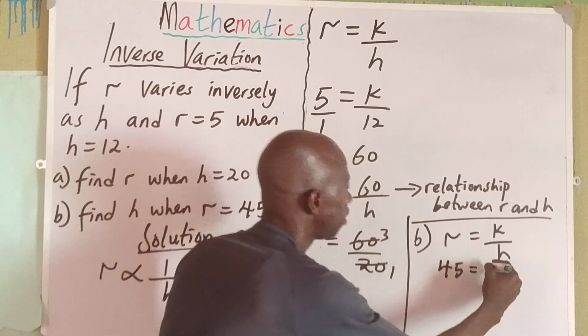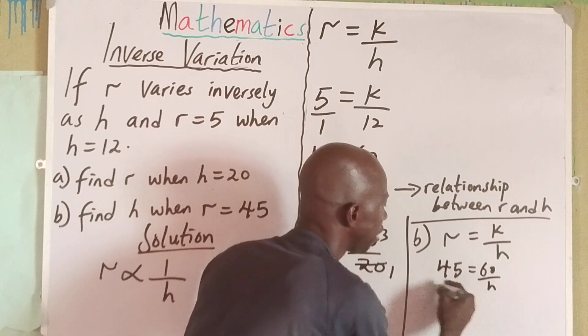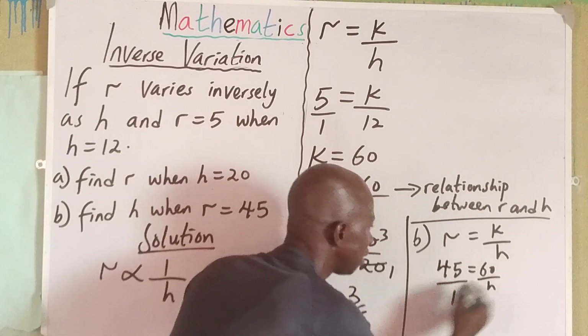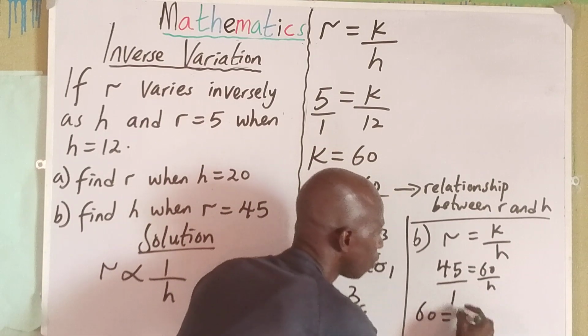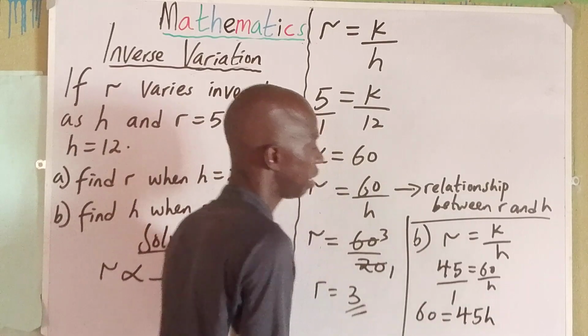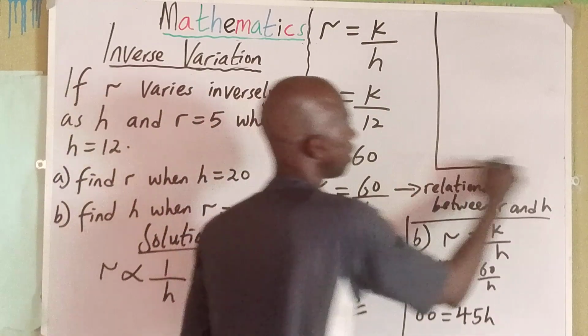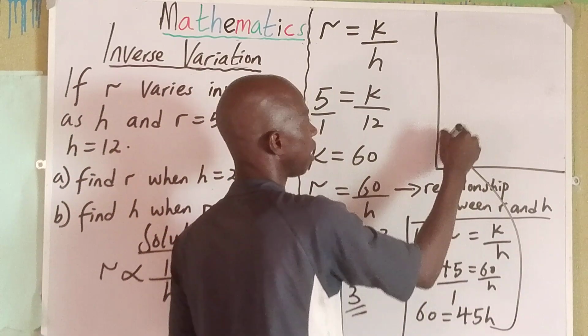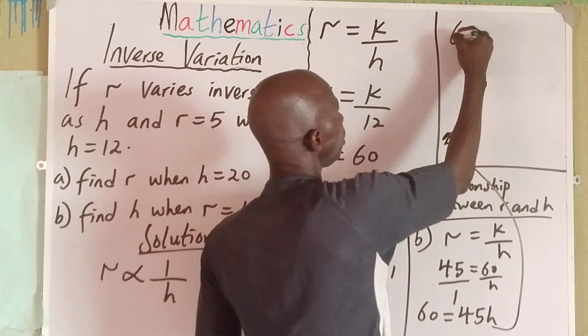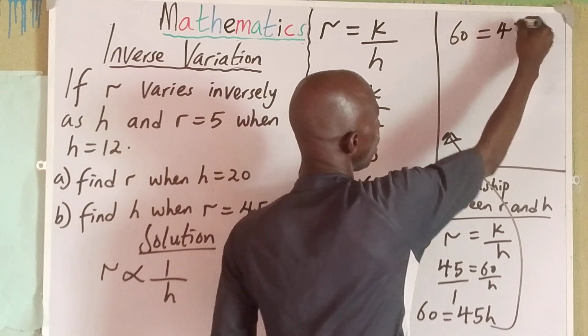So I'll put 45 here equal to what's my k? My k is a constant, which is 60 over what? H. I balance by 1 and cross multiply. 60 times 1 is 60 equals 45h. Permit me to come up here and continue. Let's go up here and continue. Now, I have 60 equals 45h.